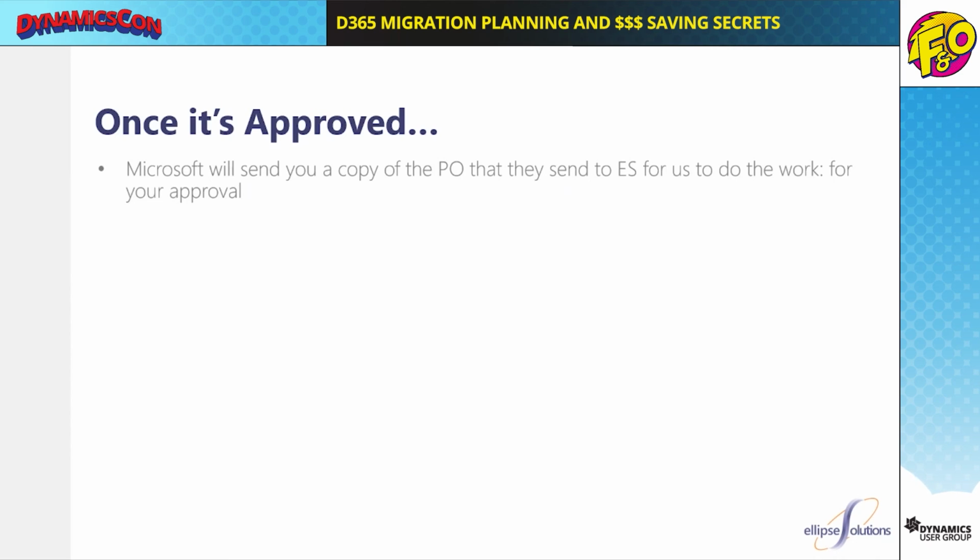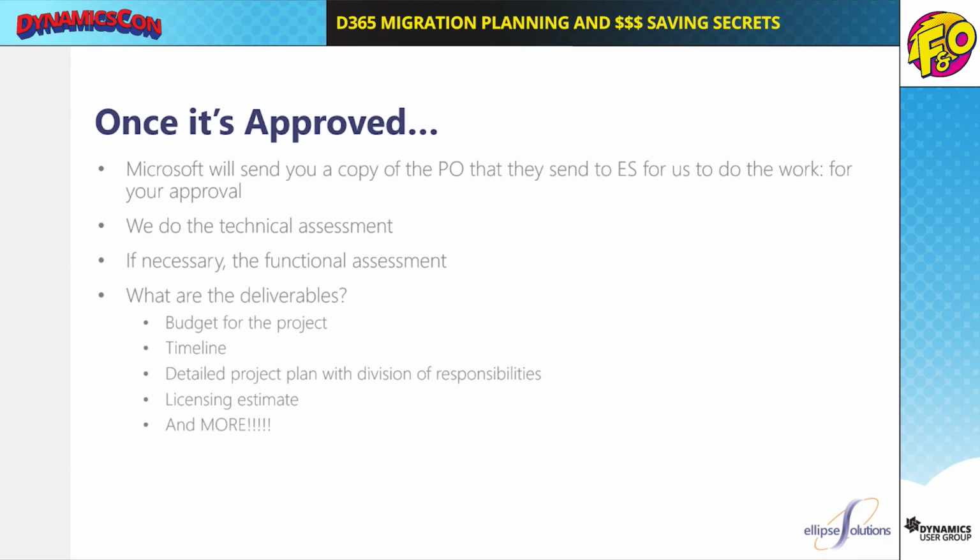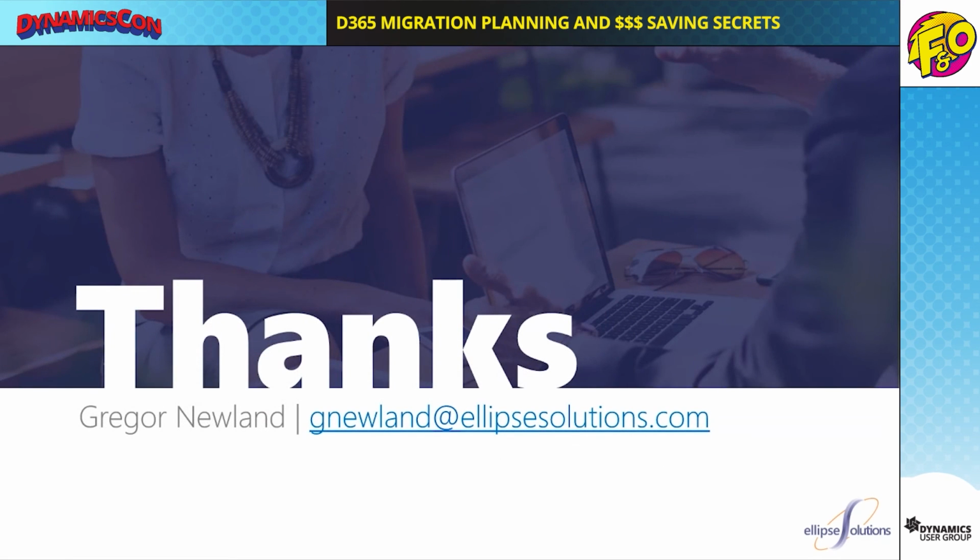Once it's approved, Microsoft will send you a copy of the PO. They send us to do the work for your approval. We do the technical assessment, we do the functional assessment, we send you the deliverables. They'll send you a proof of execution that you sign off on that says we did the work, we get paid, and you move on with your life. Yeah, if you're in the process of looking at an upgrade in this situation where your big hurdle is just getting management on board, this is a huge step to doing it.